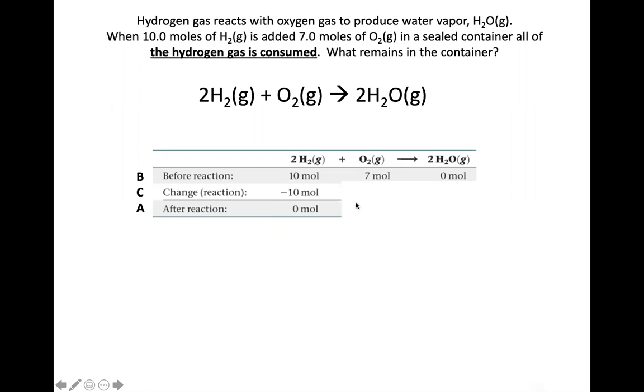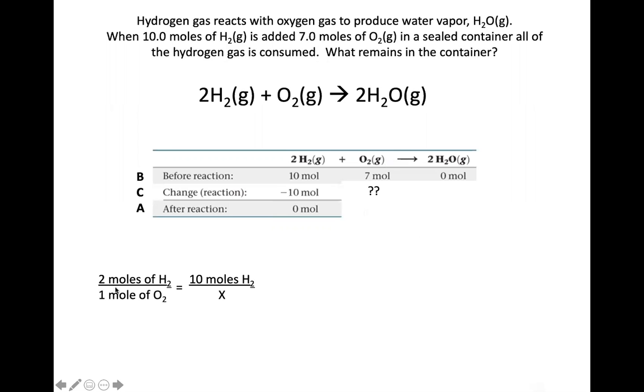Now, how do I get the other values in the change line? In order to get the other values in the change line, I can use the coefficients. The coefficients will always be telling me what's going on in the change line, and I can just set up simple proportions for that. It tells me that for every 2 moles of H2, I have to use 1 mole of O2. I've got 10, so I have to use up 5 of the O2. This is just looking at the coefficients and keeping track of them, just like we did with our recipe before. The coefficients tell me that 2 H2 react with every 1 O2. So if I have 10 H2, I would need 5 of the O2.